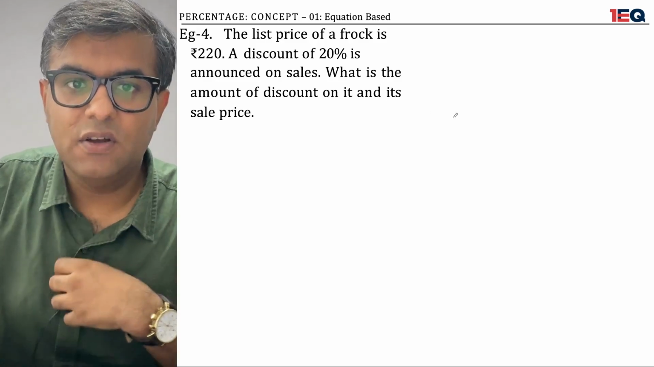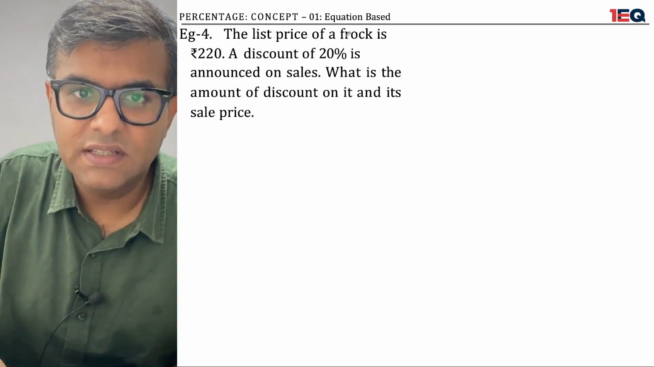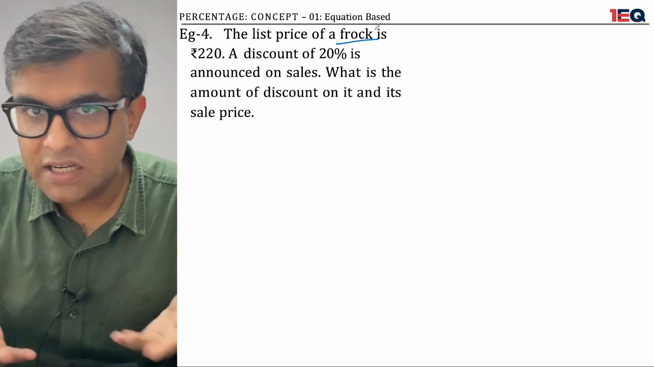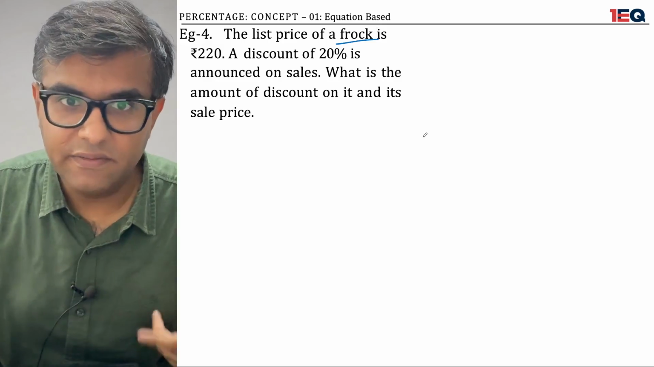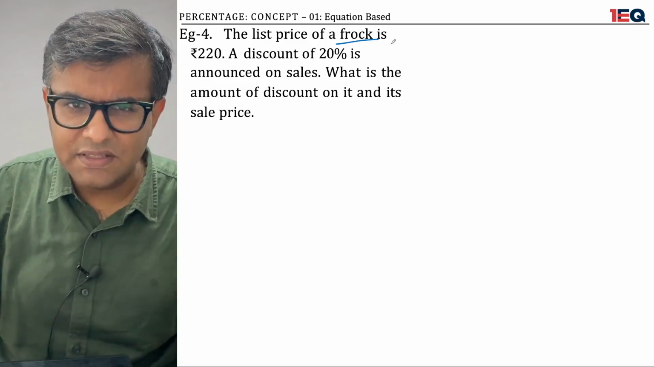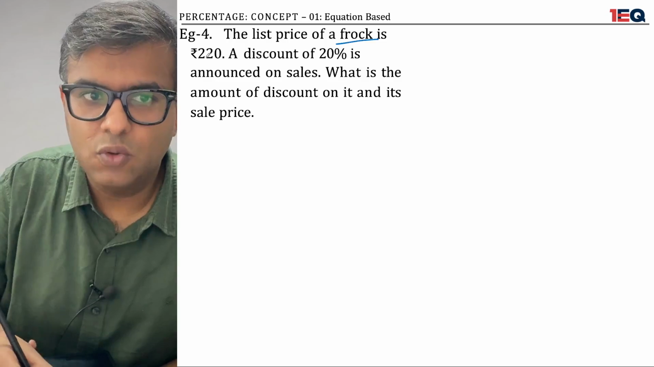The list price of a frock. For people who don't know what a frock is, it is a one-piece dress for very young girls. They wear one-piece dresses and they are called frocks. It has a lot of frills. So the list price of a frock is 220.